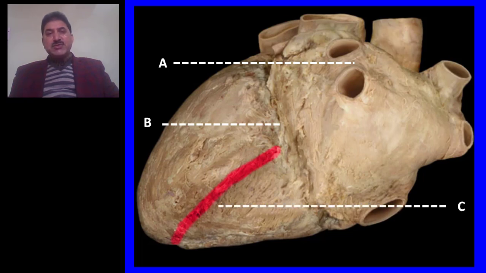C represents posterior interventricular sulcus. This posterior interventricular sulcus separates right and left ventricles posteriorly. It lodges dominant coronary artery. Dominant coronary artery is the vessel which occupies the posterior interventricular sulcus. It can be branched from the right or left coronary artery. And D represents superior vena cava opening inside right atrium.